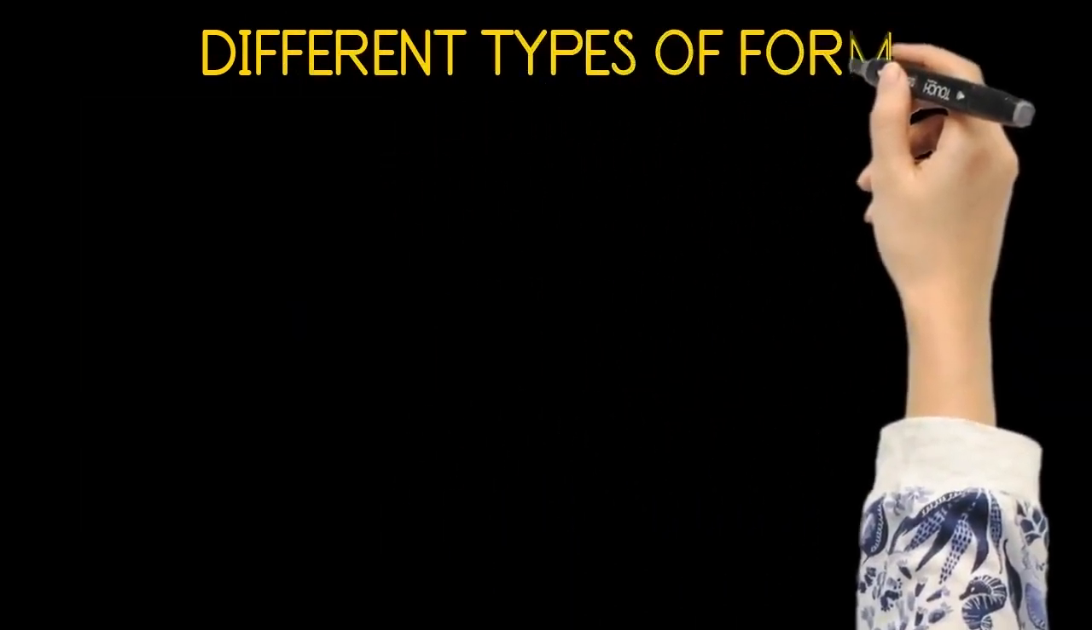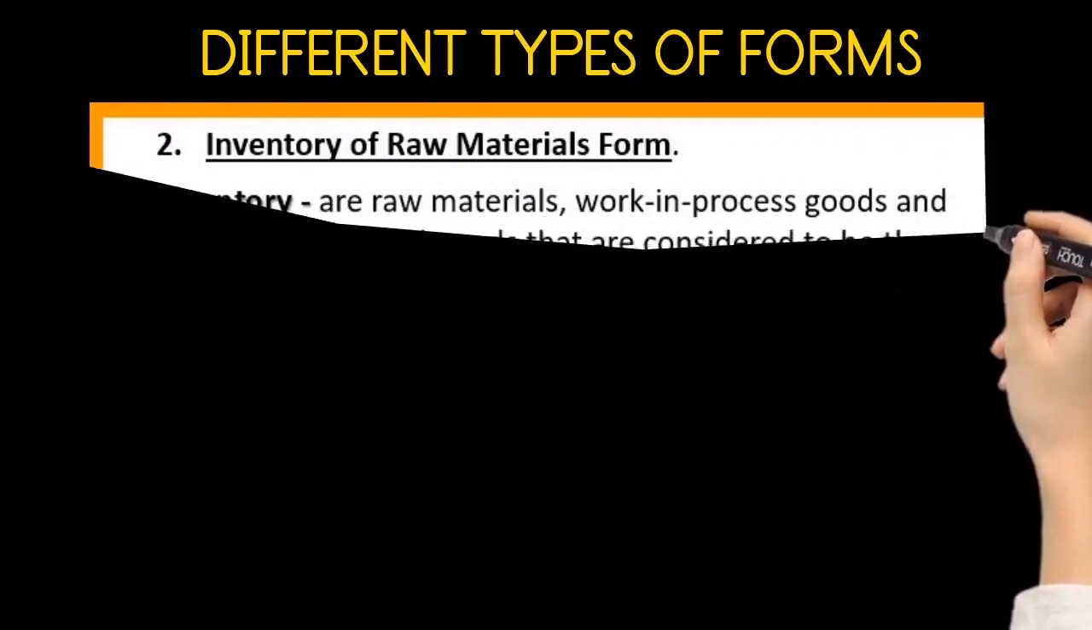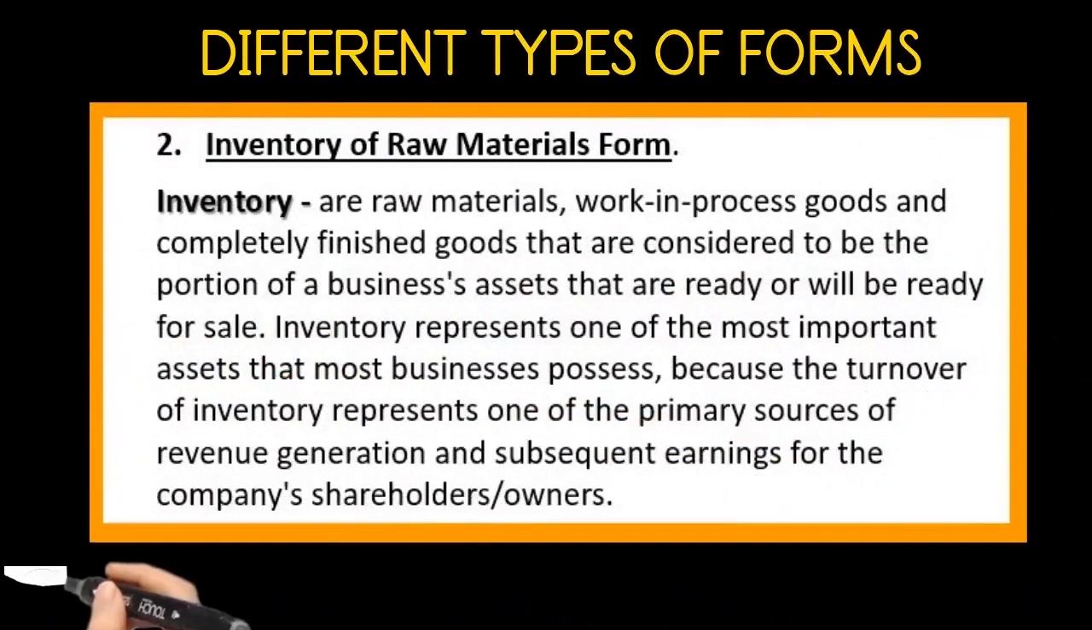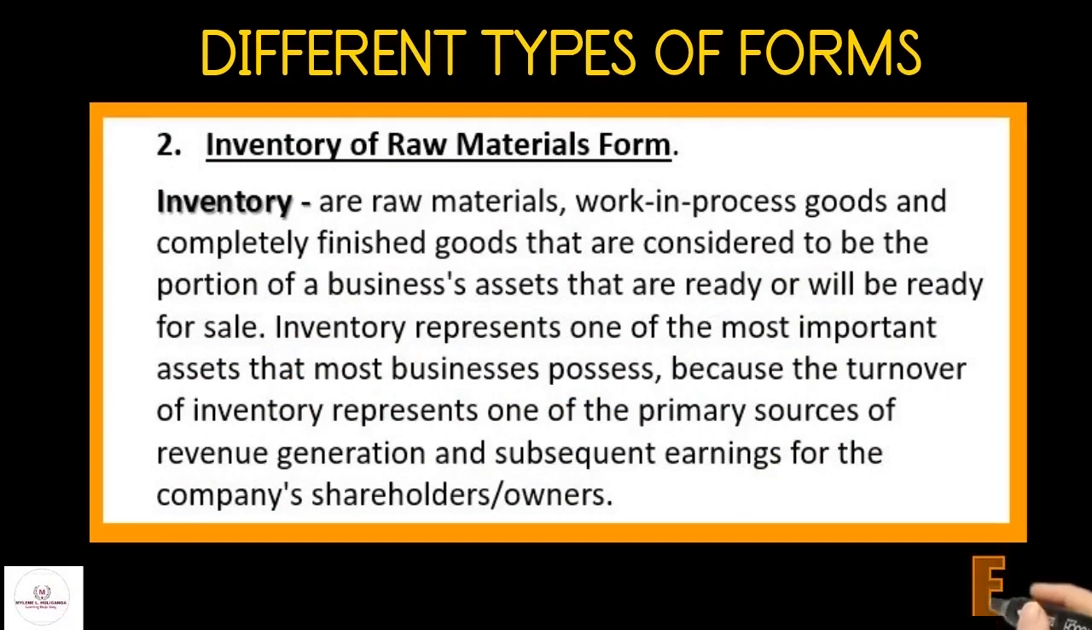Next is the Inventory of Raw Materials Form. Inventory are raw materials, work-in-process goods and completely finished goods that are considered to be the portion of a business assets that are ready or will be ready for sale. Inventory represents one of the most important assets that most business possess, because the turnover of inventory represents one of the primary sources of revenue generation and subsequent earnings for the company's shareholders or owners.